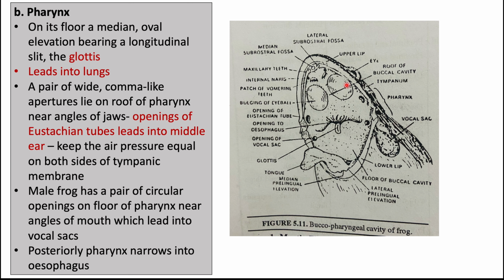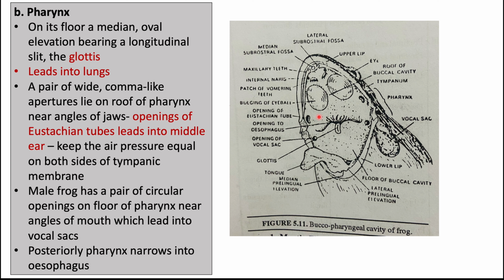So the next part is the pharynx, which we have studied, the posterior part of the buccal cavity. On its floor is a median oval elevation bearing a longitudinal slit, the glottis. Look at this structure. So the glottis is present on the floor of the pharynx, which leads into the lungs. Plus there is a pair of wide comma-like apertures on the roof of the pharynx near the angle of the jaws, the openings of the eustachian tubes, which lead into the middle ear.